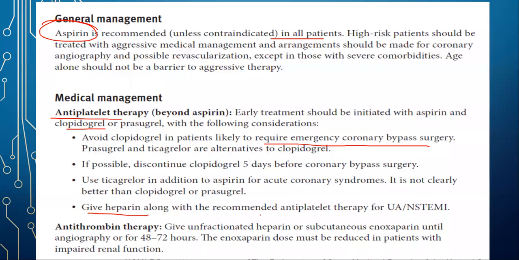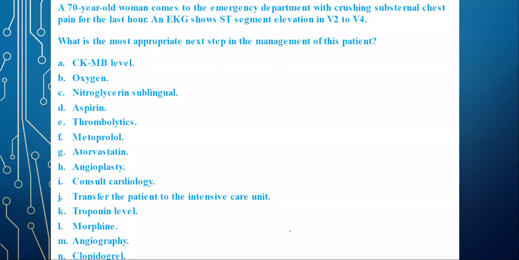Give heparin along with the recommended antiplatelet therapy for unstable angina or non-ST elevated MI. For unstable angina or non-ST elevated MI, thrombolytic therapy, such as streptokinase or reteplase, or angioplasty, is not your urgent treatment. For them, heparin is one of the important treatments that we go for. Now, we will move on to the details one by one.